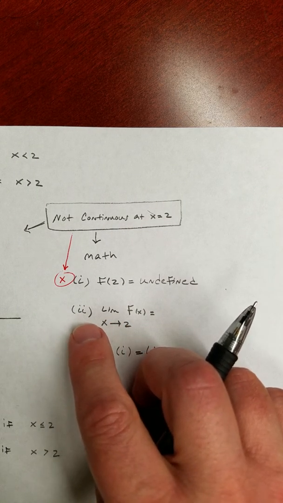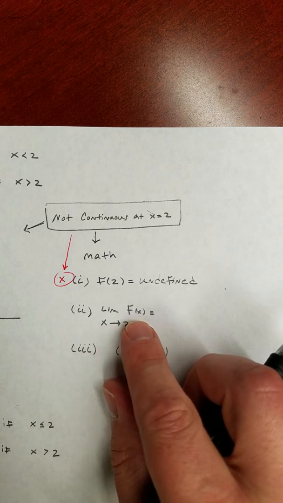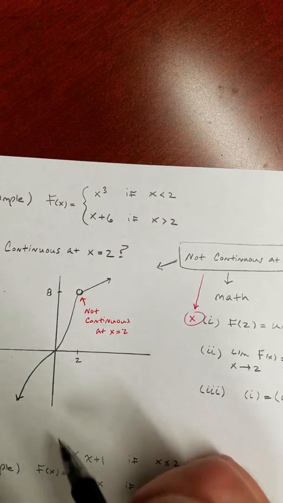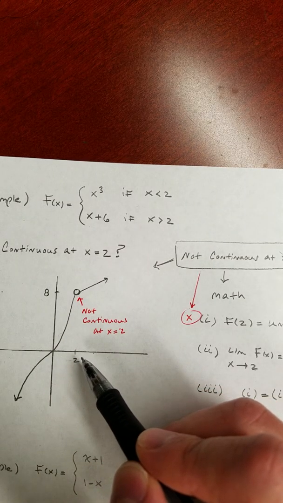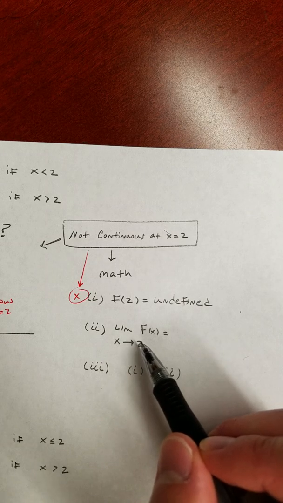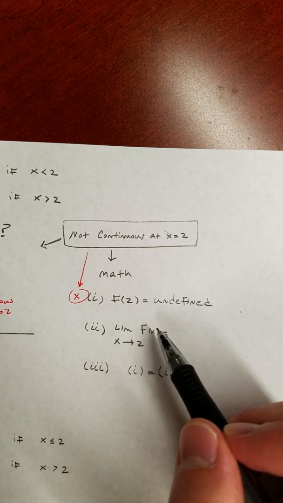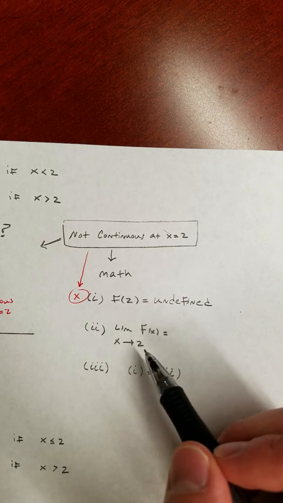So let's go and answer part 2 anyway. What is the limit as x goes to 2 of f of x? What's that mean? It says if x is microscopically close to 2, where is y? In rough terms, that's what this limit means.